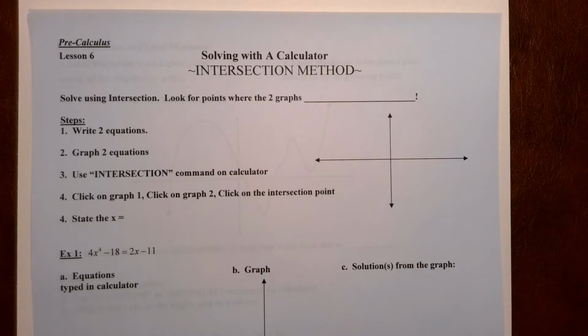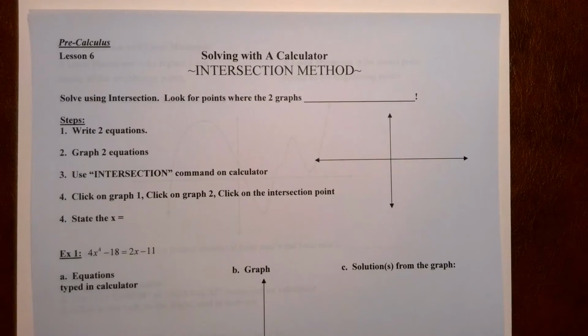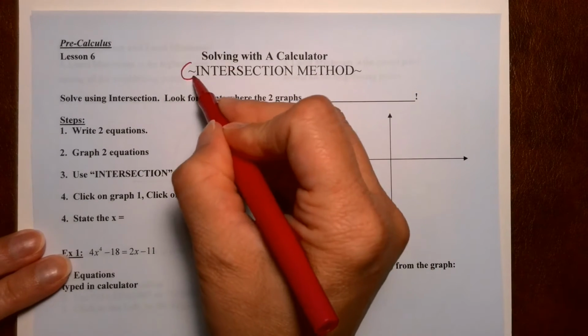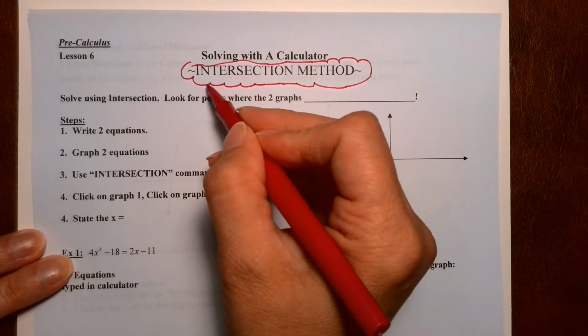This lesson is going to deal a lot with the calculator. So the first thing we're going to look at is how to solve by using a calculator, and this is called the intersection method. Intersection means where two things cross.